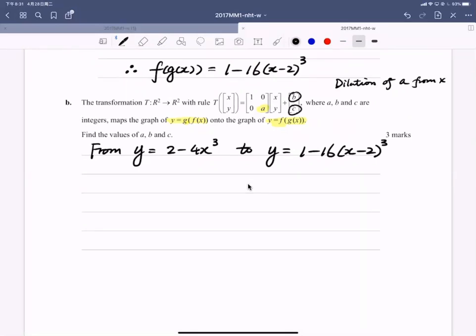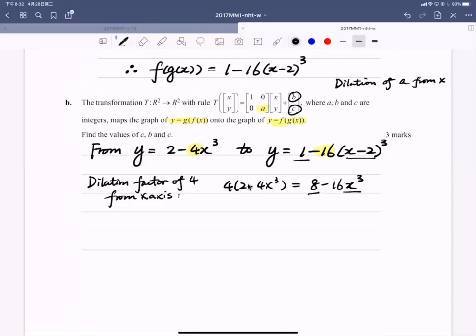So if I spot the leading coefficients here, minus 4 and minus 16, I would guess it's a dilation by a factor of 4 from the x-axis. Then it becomes 4 times (2 minus 4x cubed), which is 8 minus 16x cubed. But we still have some differences: 1 and 8, x minus 2 and x. So let's try translation.